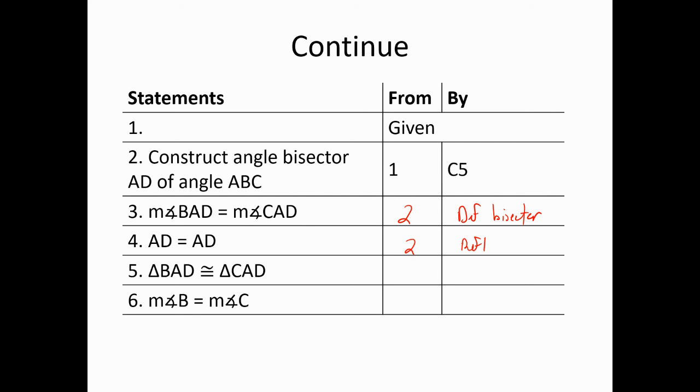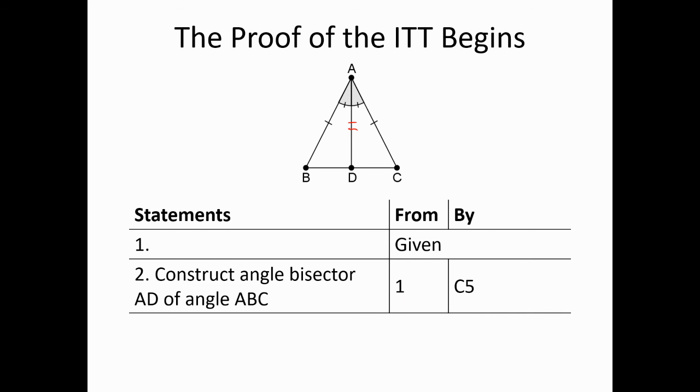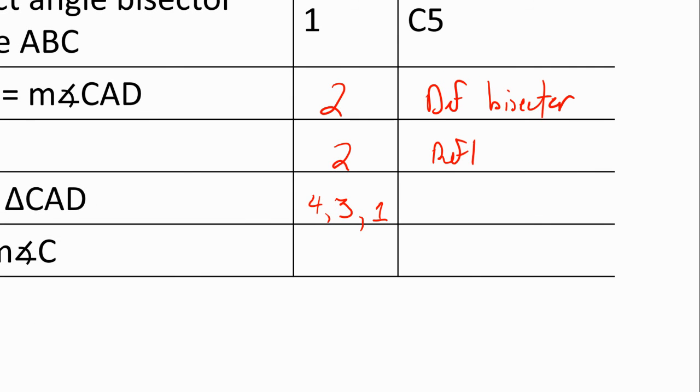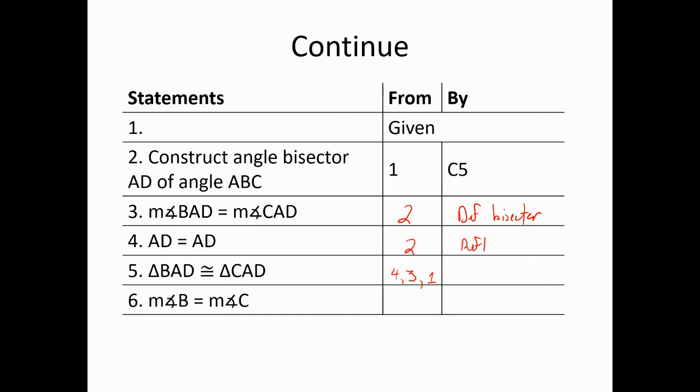So let's see, what lines did we need to get there? Well, we definitely needed line number 4, because that tells us that a side is equal to a side. We needed line number 3, that tells us that an angle is equal to an angle. And then we need the original given, because the original given also tells us that a side is equal to a side, namely that AB is equal to AC. So that is S. So that is SAS congruence.